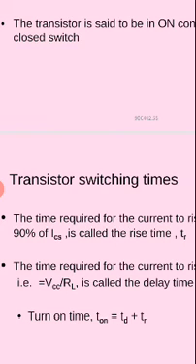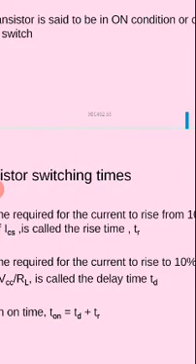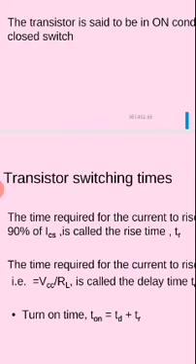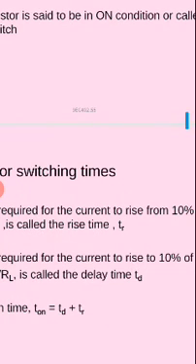Transistor switching times. The time required for the current to rise from 10% to 90% of ICS is called the rise time.